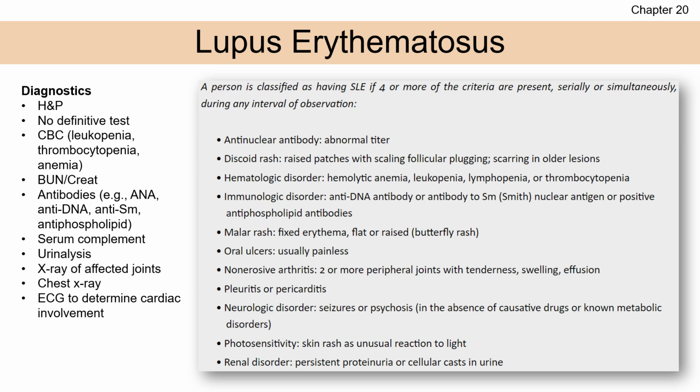Listed in this gray box is the criteria to classify as having lupus. If you have 4 or more of the criteria here, then you would be considered diagnosed with lupus. However, even if you don't have 4, they'll typically still diagnose you with less than 4 if the signs and symptoms are pretty significant.